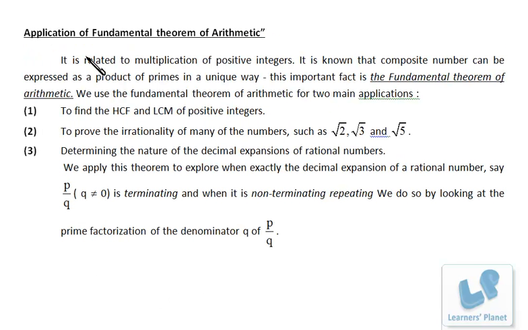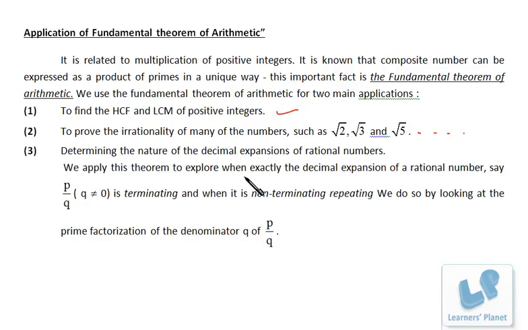So let's discuss the application of the fundamental theorem of arithmetic. Now it's related to multiplication of positive integers. It is known that composite numbers can be expressed as a product of primes in a unique way. This important fact is the fundamental theorem of arithmetic, right? Now we use it for applications. First of all, to find the HCF and LCM of positive integers. Then to prove the irrationality of many numbers such as root 2, root 3, root 5, and more examples. Then the third is to determine the nature of the decimal expansion of rational numbers, right?